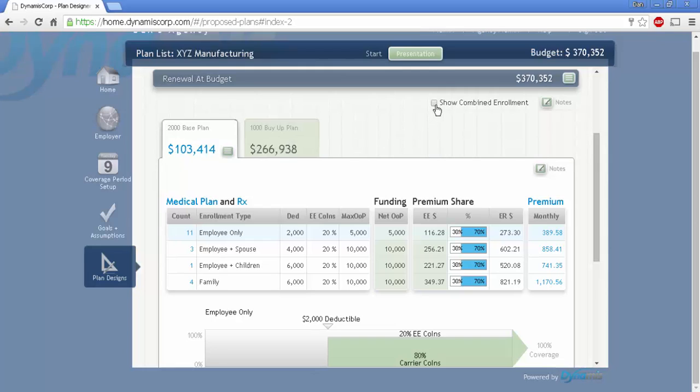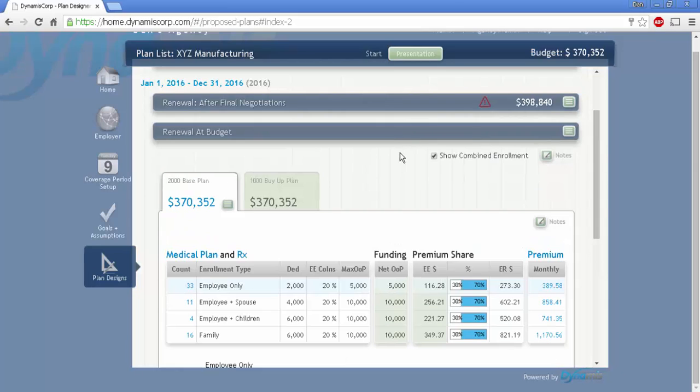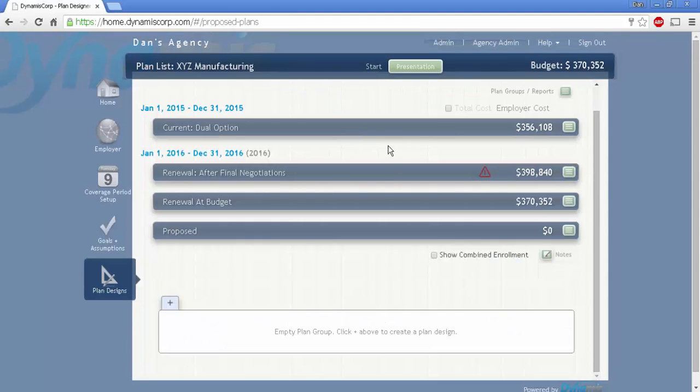Again, when I uncheck show combined enrollment, I get my enrollment counts back. But again, it allows us to look at plan designs instead of being part of a group as if they were independent and side by side. So that's the idea of combined enrollment. Remember, we lose our plan group costs, so we're going to want to uncheck that when we come back. And then I'm going to go ahead and close renewal at budget to get back to my dashboard.